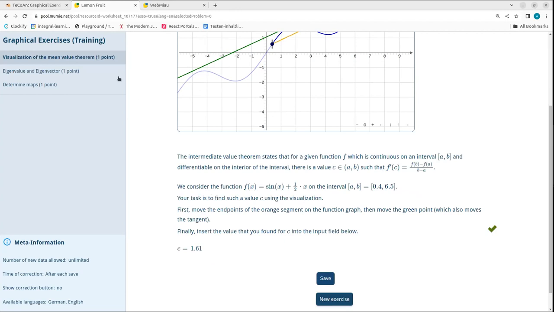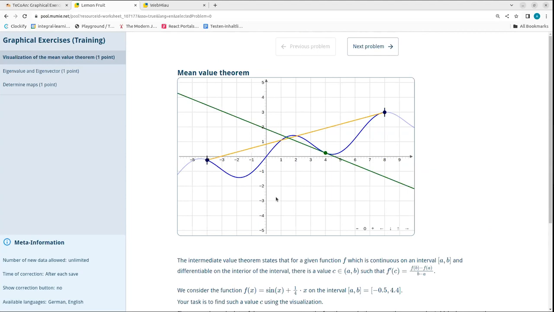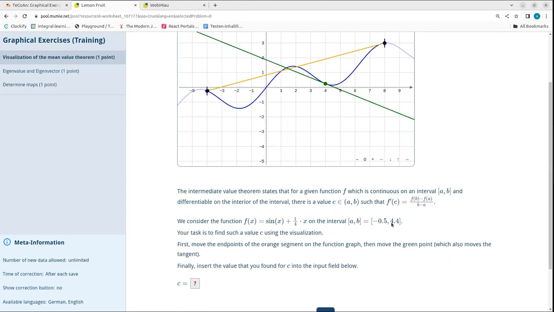Yeah, and as you see here, I did that whole thing in training mode, which says that the student can just create a new one, new data. You see it's a little bit different. Now we have minus 0.5 and 4.4. The curve, we didn't alter the curve too much. It's still sine x plus some linear term. Made so that the student gets the idea and can then check again whether they have it done correctly.